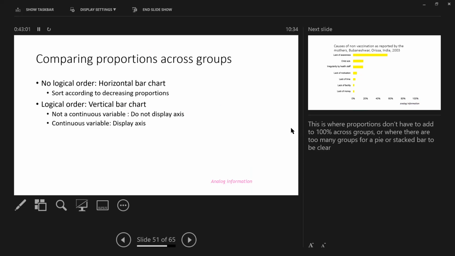Okay. Horizontal charts versus vertical charts. If there is no logical or numerical order, then you're better off doing horizontal bars. If there are categories that are either numerical or have a logical progression... Sorry, when do you use the horizontal? You will see this in a second.